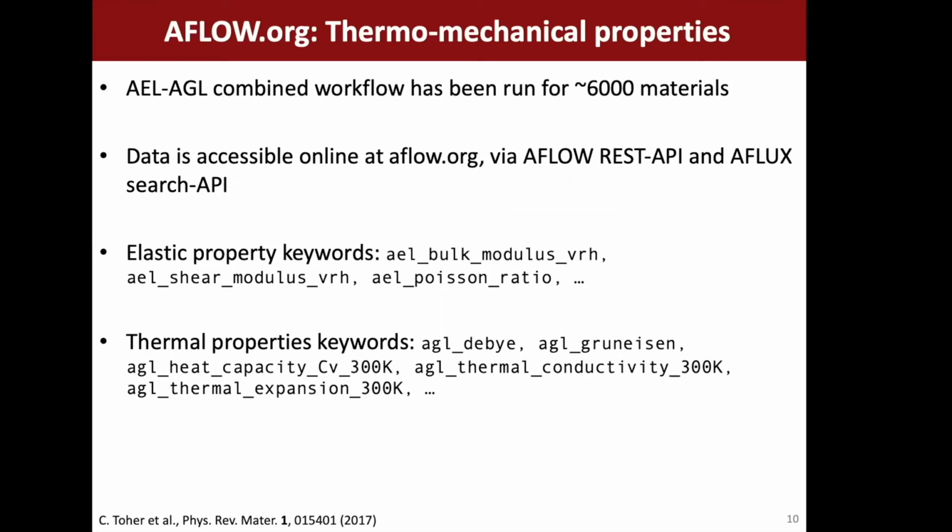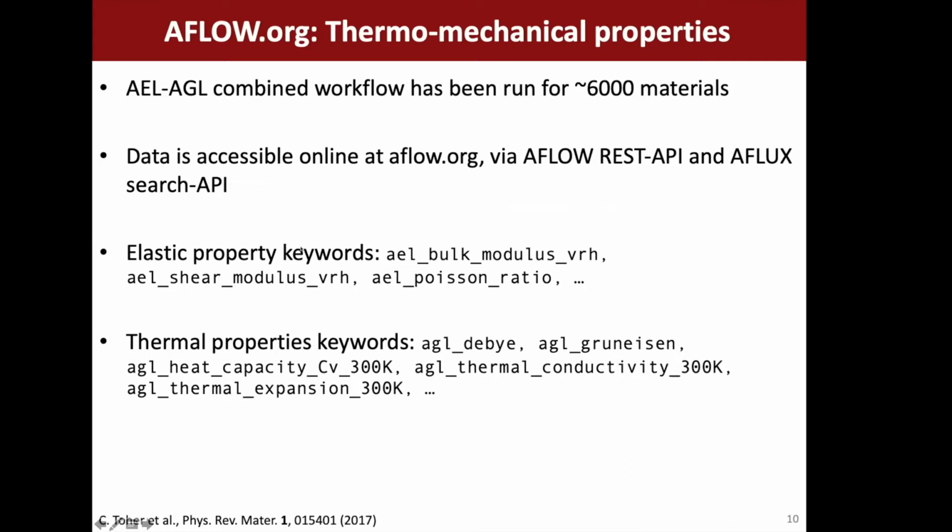The combined workflow has now been run for about 6,000 materials in the AFLOW database. If you go to aflow.org, you'll see this in the box at the top with a number of different properties. You'll see that we have elastic and thermal properties. The data is accessible online at aflow.org, both by the REST API and by the AFLOW search API that Dr. Estes will talk about in the next session.